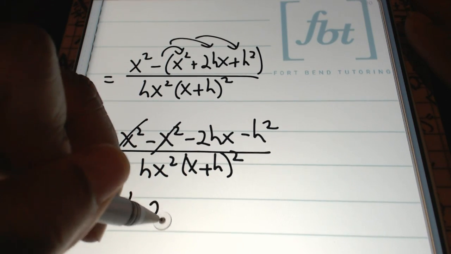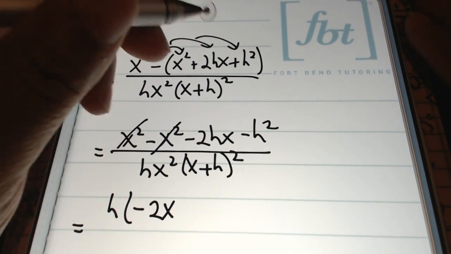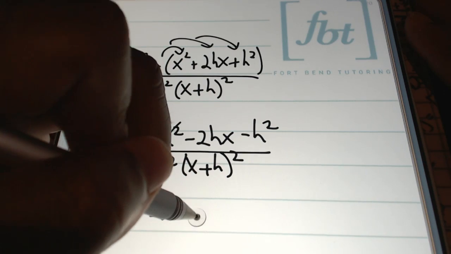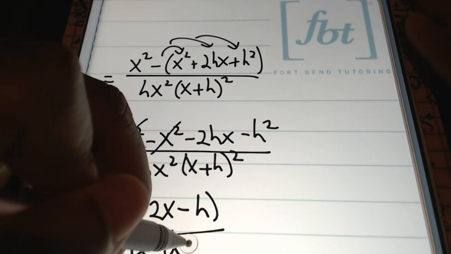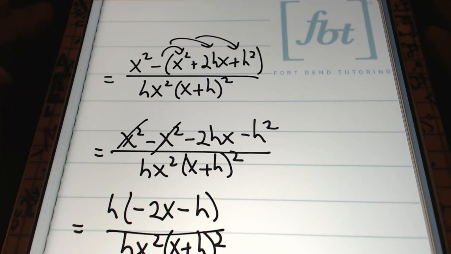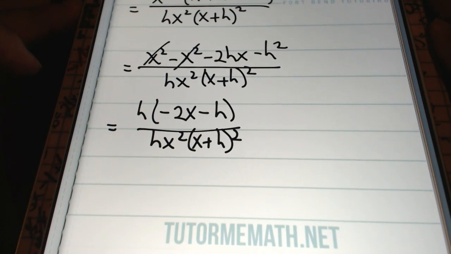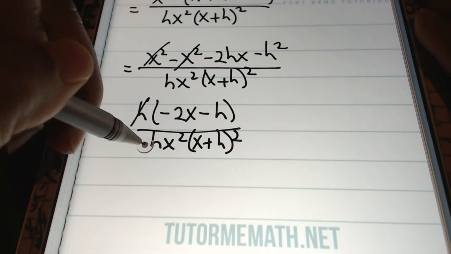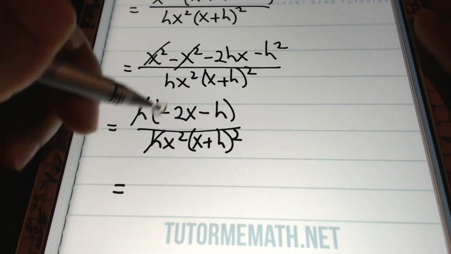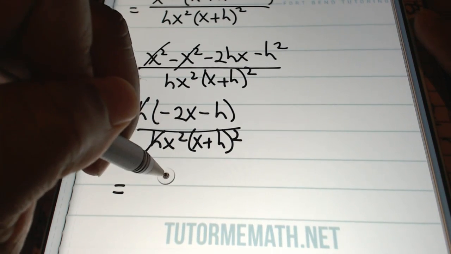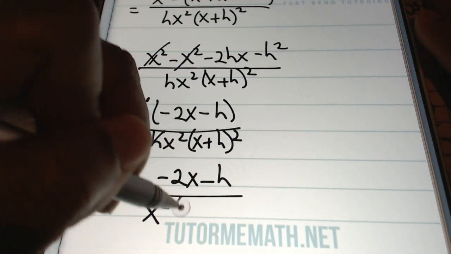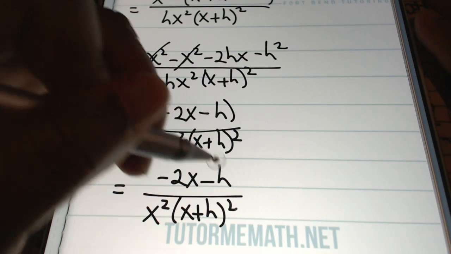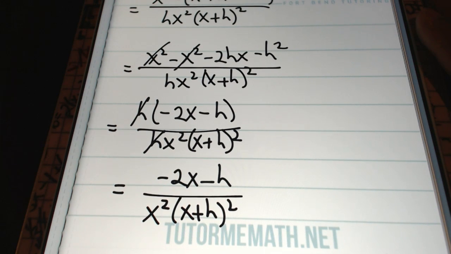That'll leave us with negative 2h. No, fix it. That'll leave us with negative 2x minus h divided by hx squared times the quantity x plus h squared. That's what we have. Let's go ahead and get everything in view for everybody. From here, one of the h's will cancel out. So your final result here is going to be negative 2x minus h over x squared times x plus h squared.